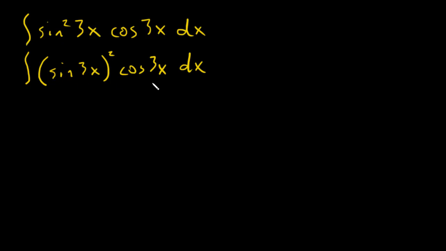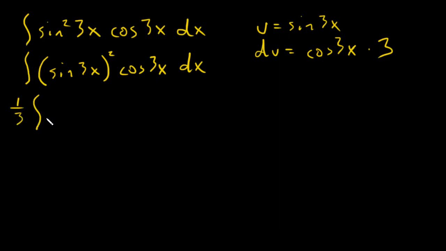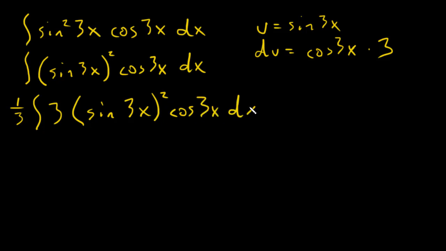So if this is my u, if I let u equal sine 3x, what is my du equal to? Well, my du, just looking at this, is going to be cosine 3x times 3. Okay? So I've got the cosine 3x, but I don't have the 3, which means I need to put it in here. So 1/3 integral 3 sine 3x quantity squared cosine 3x dx.